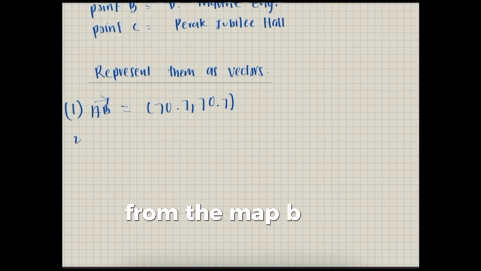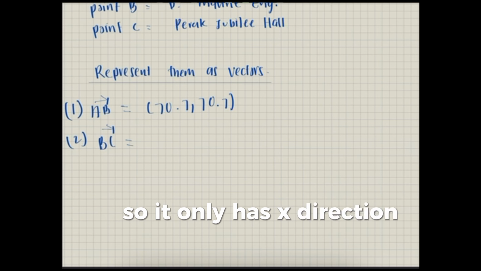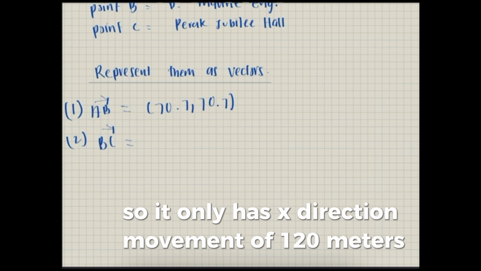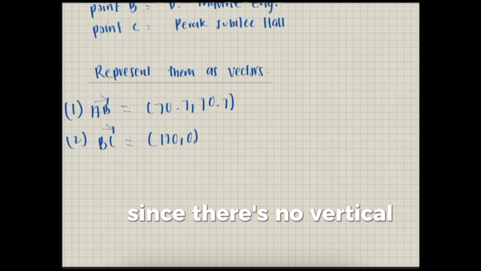Step 2 is to find vector BC. From the map, B to C is a straight horizontal line, so it only has x direction movement of 120 meters. That gives BC equal to 120, 0, since there's no vertical movement.